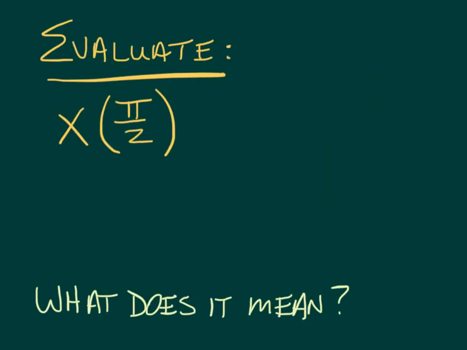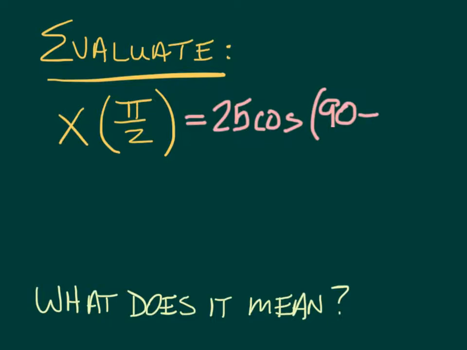Let's evaluate the co-height function and see if it works out to be at the top. The pi over 2 means we've rotated 90 degrees. Alright, so if we do the co-height function, 25 cosine of pi over 2, which is 90. And remember, the function had a minus pi over 2 in it, so we're taking away 90. Let's see what happens. What is cosine of 0?